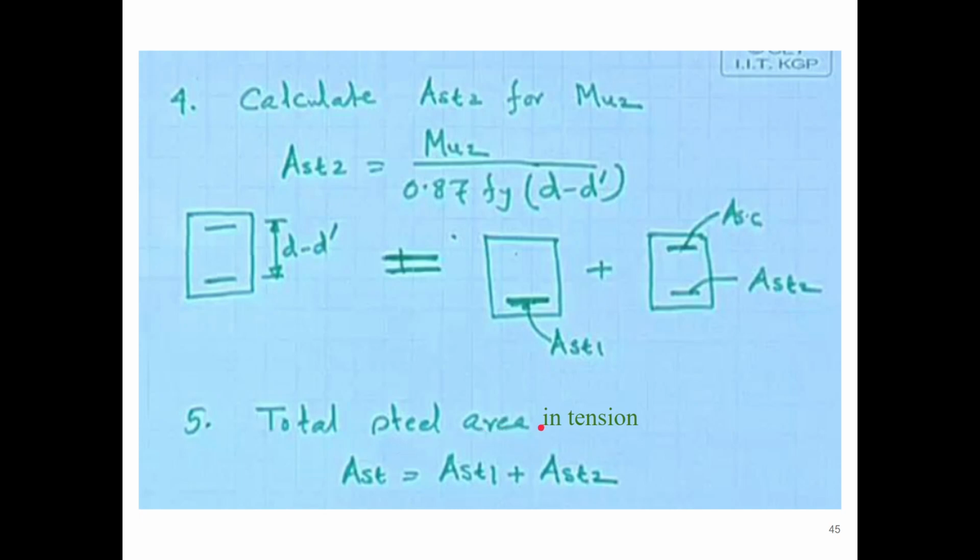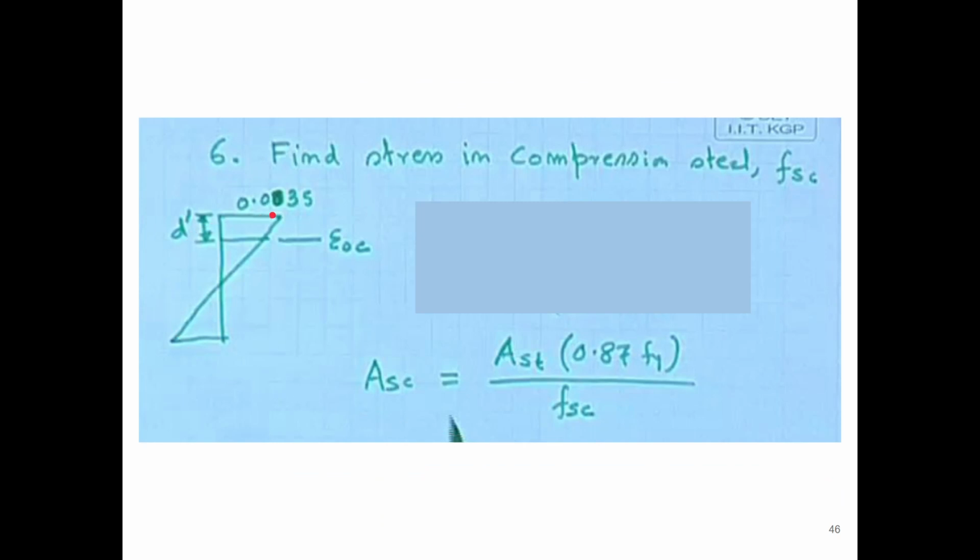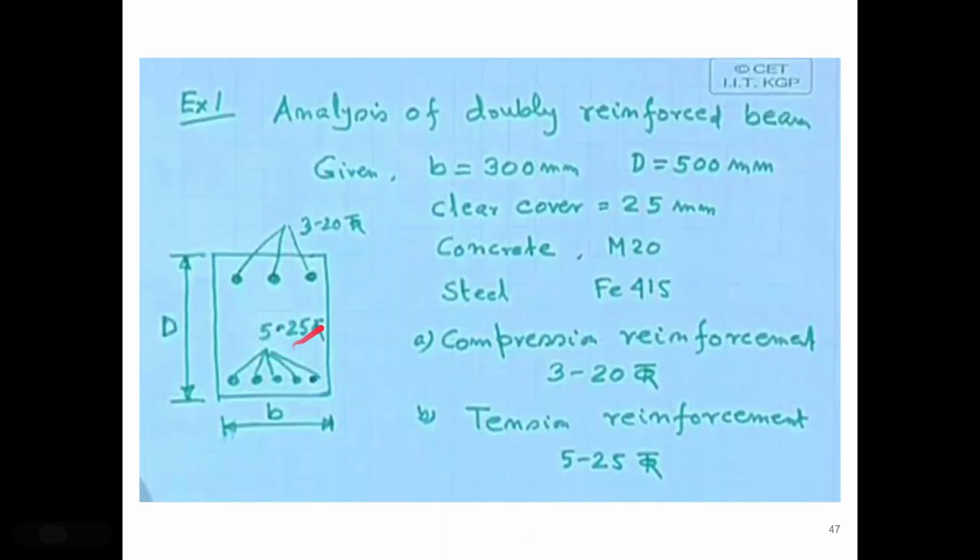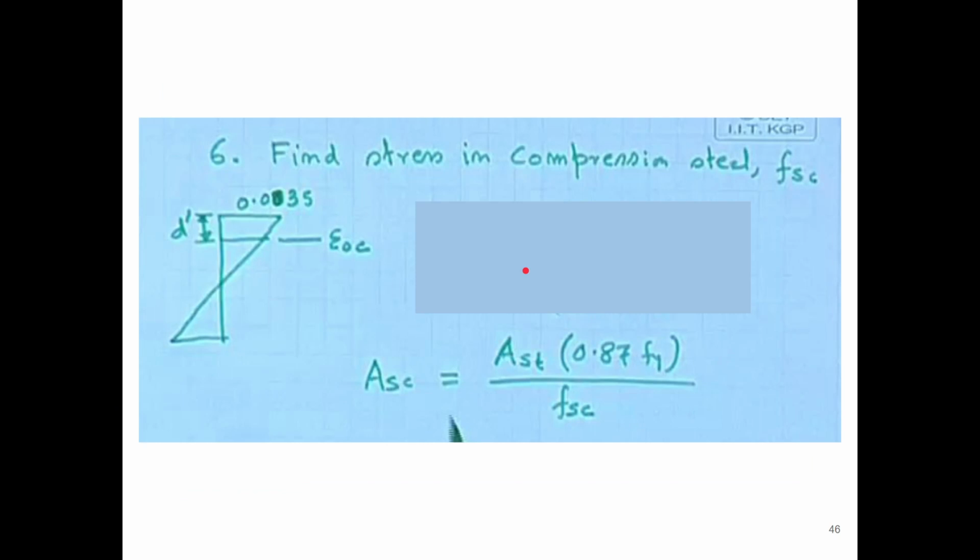Then we calculate the total steel area in tension, which is Ast equal to Ast1 plus Ast2, right? Then we find the stress in compression steel, FSC, using epsilon SC. From the strain diagram, epsilon SC is equal to 0.0035 into 1 minus d prime by x. Using this we find epsilon SC, and from that we find FSC. And this is the relation: ASC equal to Ast2 into 0.87 fy by FSC. So we find the area of steel in compression. So this was all about how to design the doubly reinforced section.